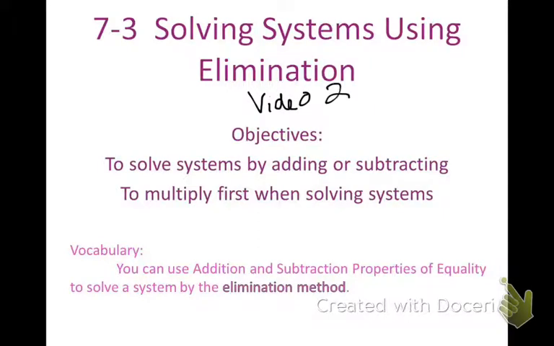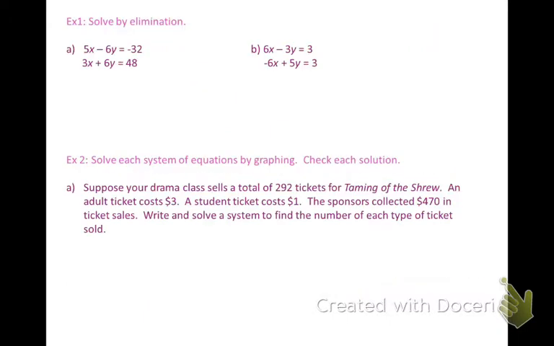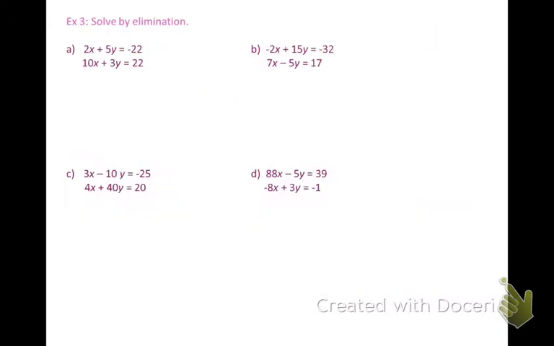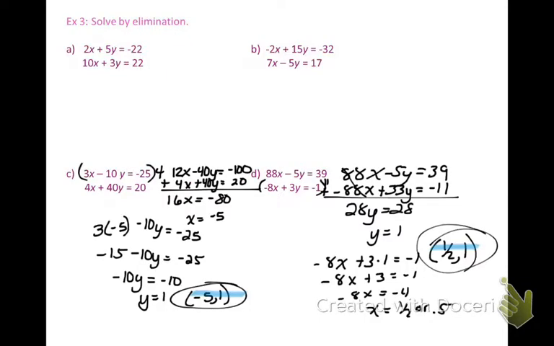Alright, so we are checking on examples 3, 4, and 5, and C and D. So here are the answers for C and D. I did the work for you. I showed you your steps. I have where C is -5, 1, and D, it wasn't a whole number, that's okay. I got -1/2 and 1.